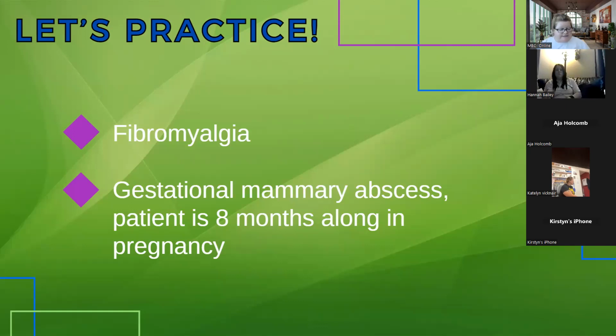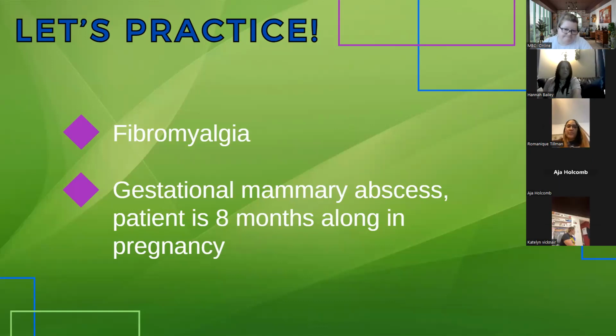All right, so let's look at this second one. Gestational mammary abscess, and the patient is 8 months along in her pregnancy. Where do y'all think we're going to start in the alphabetic index with this one? Abscess. That's probably where I would start, and then look for pregnancy or gestational or mammary, or possibly even breast, because we know mammary glands are breasts, right?